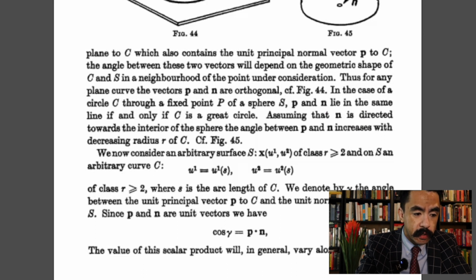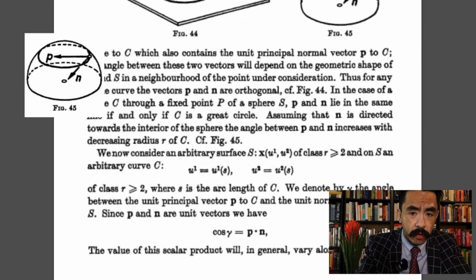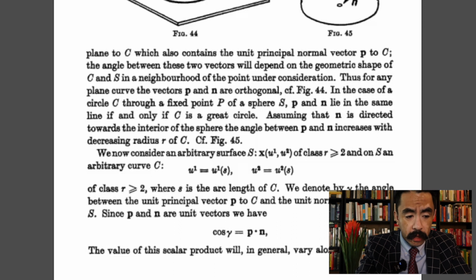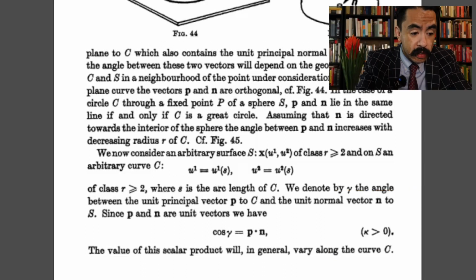Assuming that N is directed towards the interior of the sphere, the angle between the vectors P and N increases with decreasing radius lowercase r of capital C, as shown in figure 45. We now consider an arbitrary surface capital S with a vector parametric representation x of u1, u2 of class r greater than or equal to 2, that is to say it is at least 2 times differentiable in terms of these dimensions u1 and u2. And on capital S, an arbitrary curve capital C, u1, which is given by a function u1 of s, and similarly u2, which is given by a function u2 of s, of class r greater than or equal to 2, where s is the arc length of capital C.